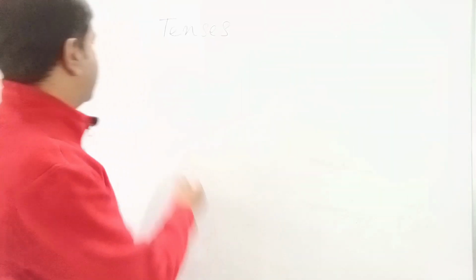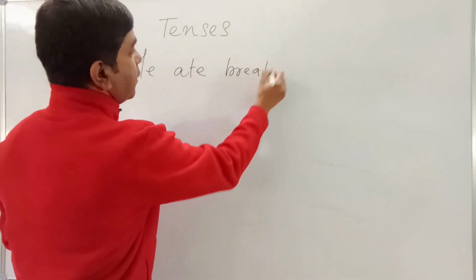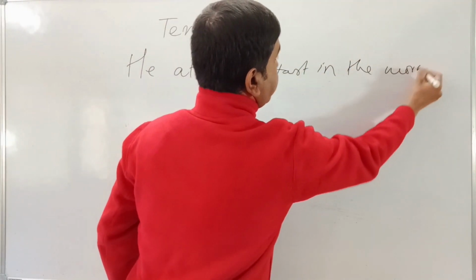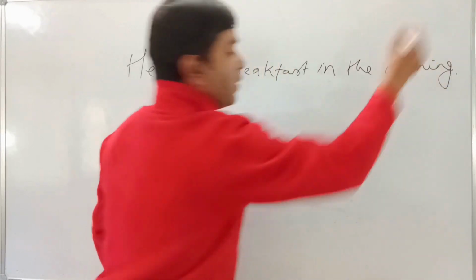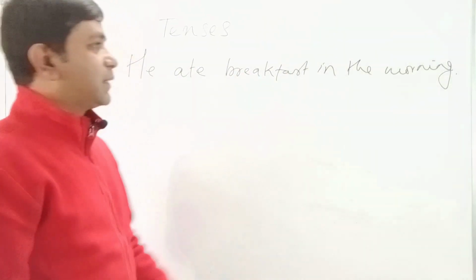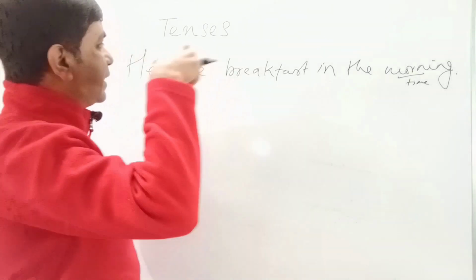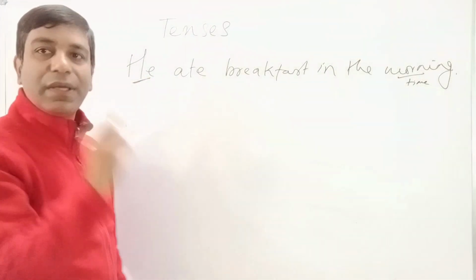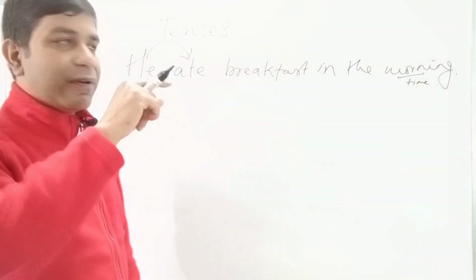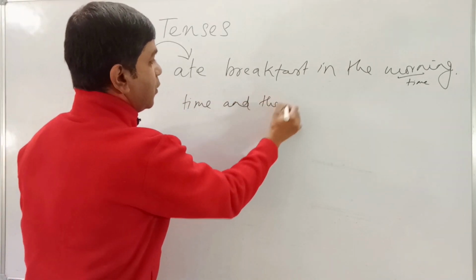Okay, for example, he ate breakfast in the morning. He ate breakfast in the morning. In this sentence, what is the time? Time is the morning. This is the time. And what work did he do? What work did he do in the morning? He ate. So, tenses simply refer to the time and the work done at a particular time.